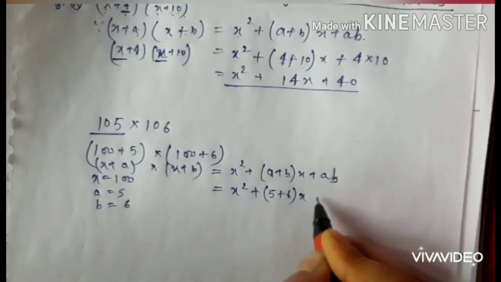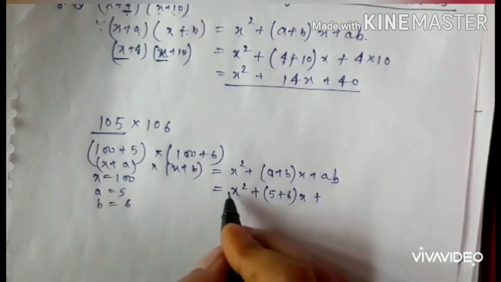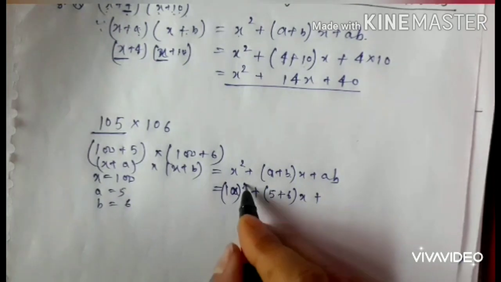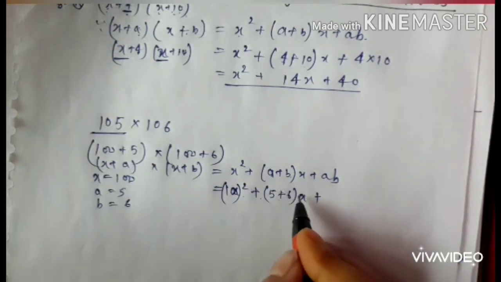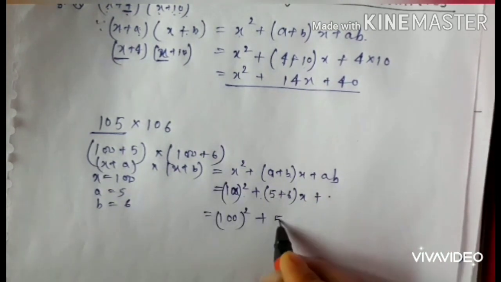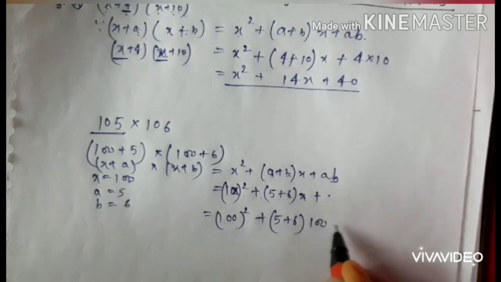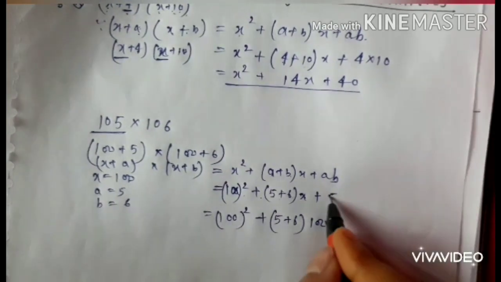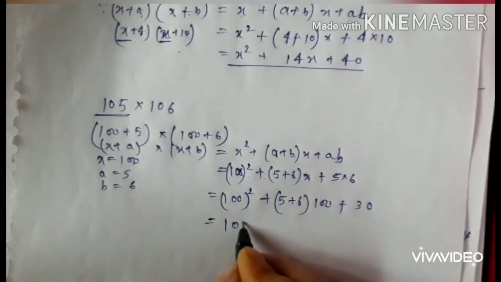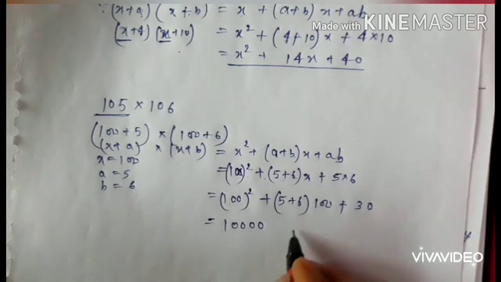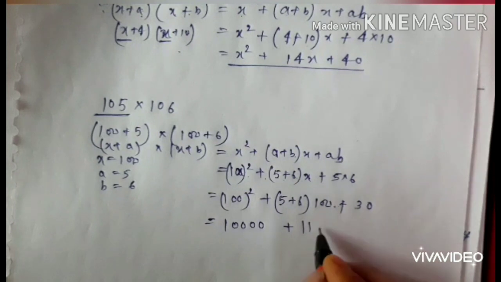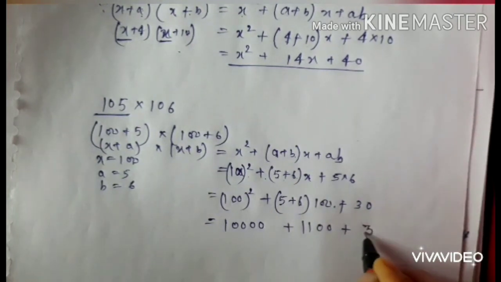And here x square, that means 100 square, because x is now 100. So 100 square plus 5 plus 6, in place of x you will put 100. And in place of a multiply b, that means 5 multiply 6. 5 6s are 30. Simplified, 100 square will be 1 followed by 4 zeros, plus 11 multiplied by 100, which becomes 1100, and it is 30.